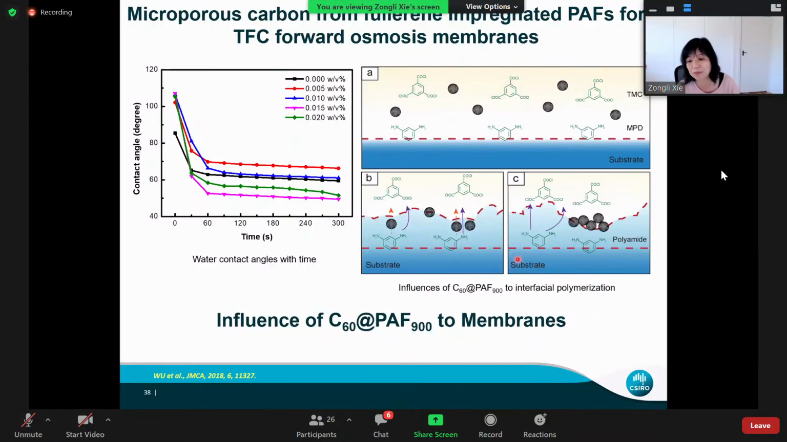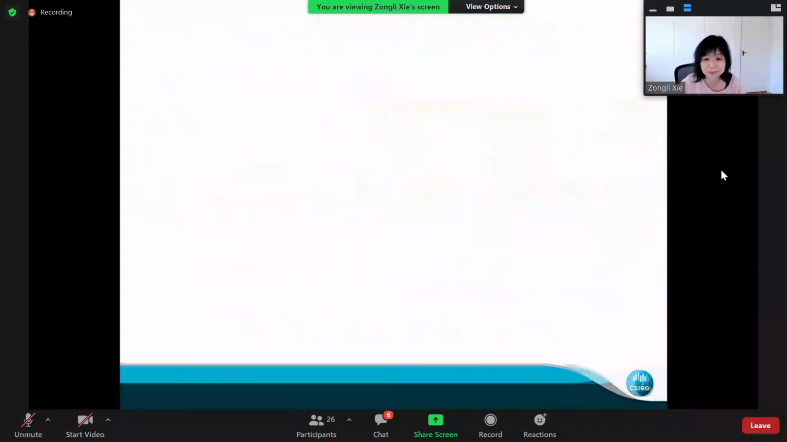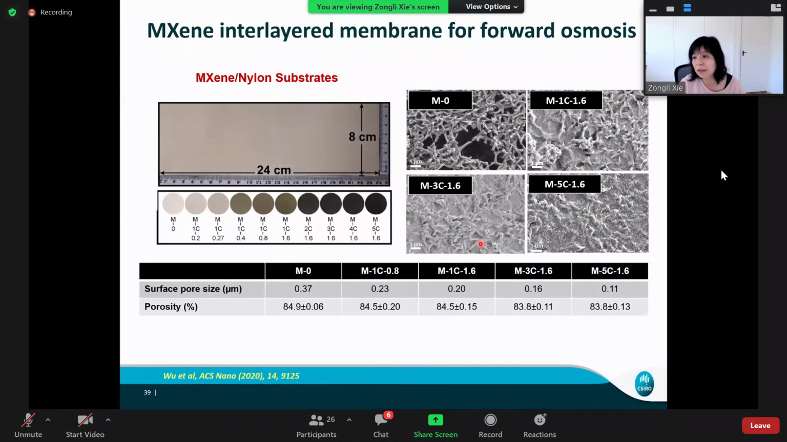One of the reasons is that the nanoporous material is affecting the interfacial polymerization. It basically slows down the diffusion of MPD to the TMC phase, regulating that IP process and forming the unique nanostructure. And also we look at the MXene, so that one is added, still making a nanocomposite.